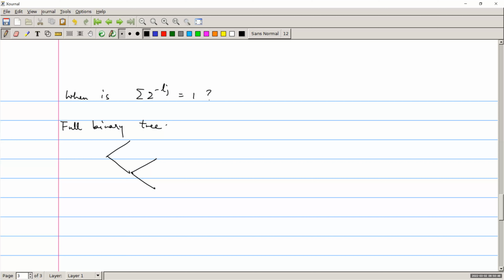When your code words are not the leaves of a full binary tree, an example of something that is not a full binary tree would be something like this.